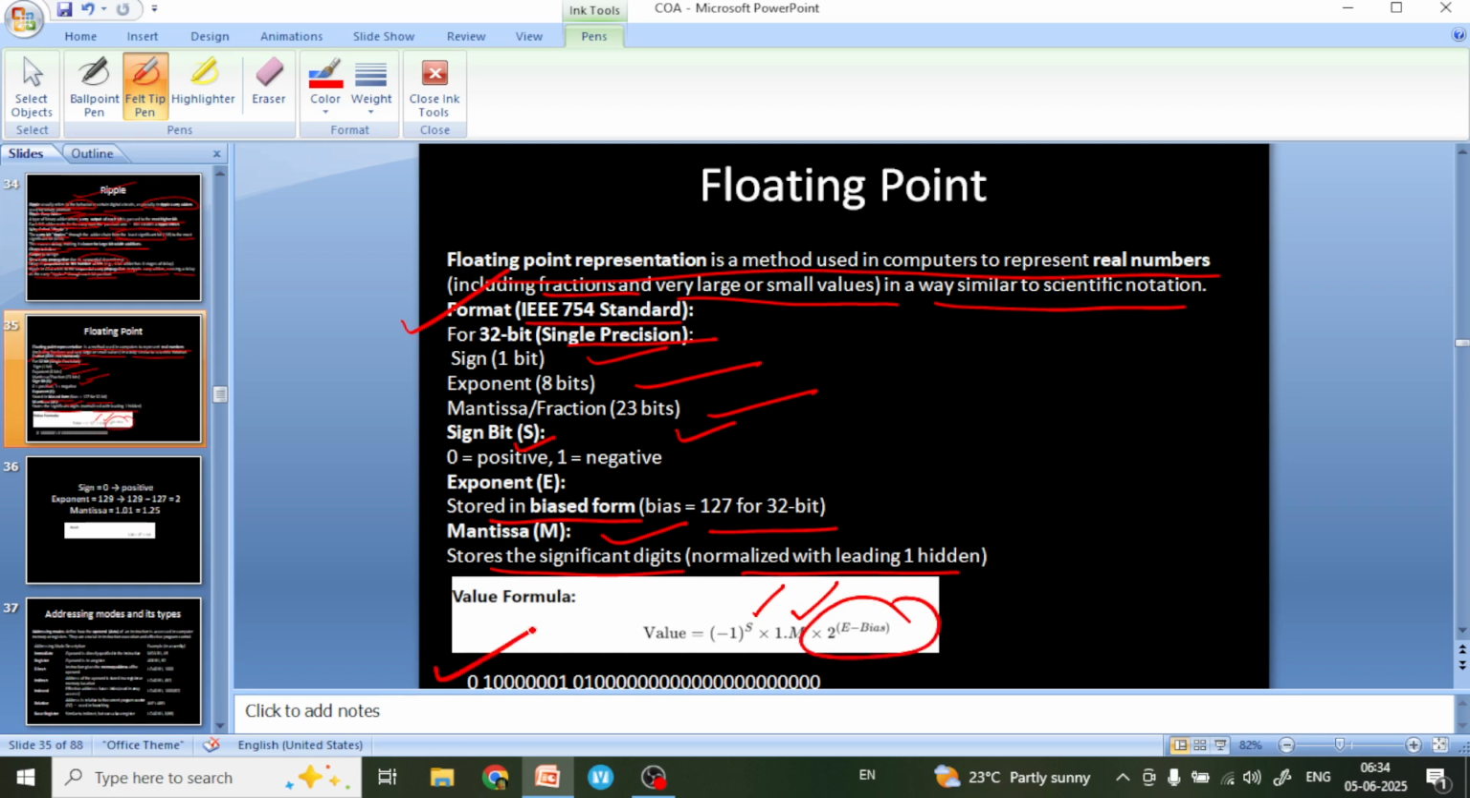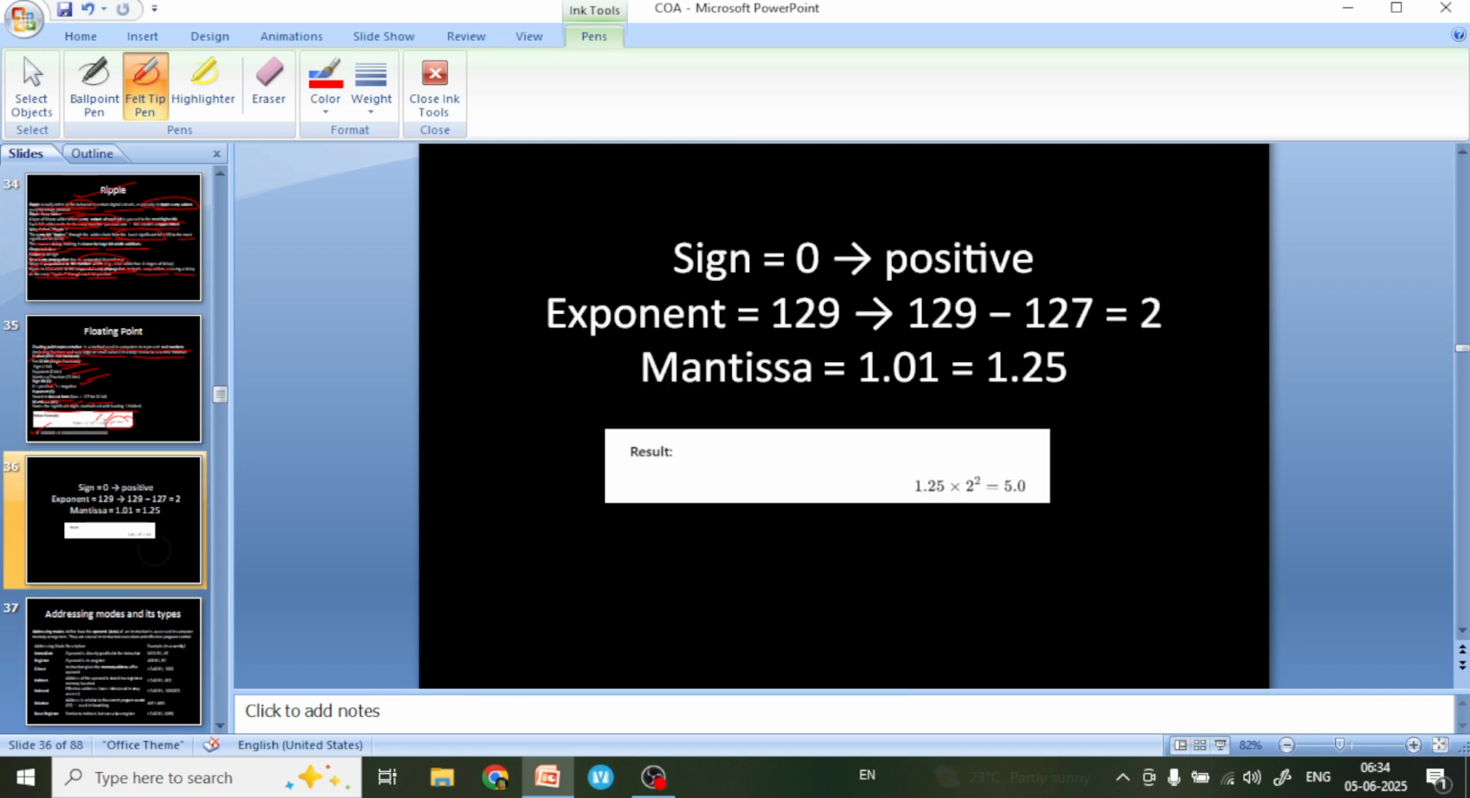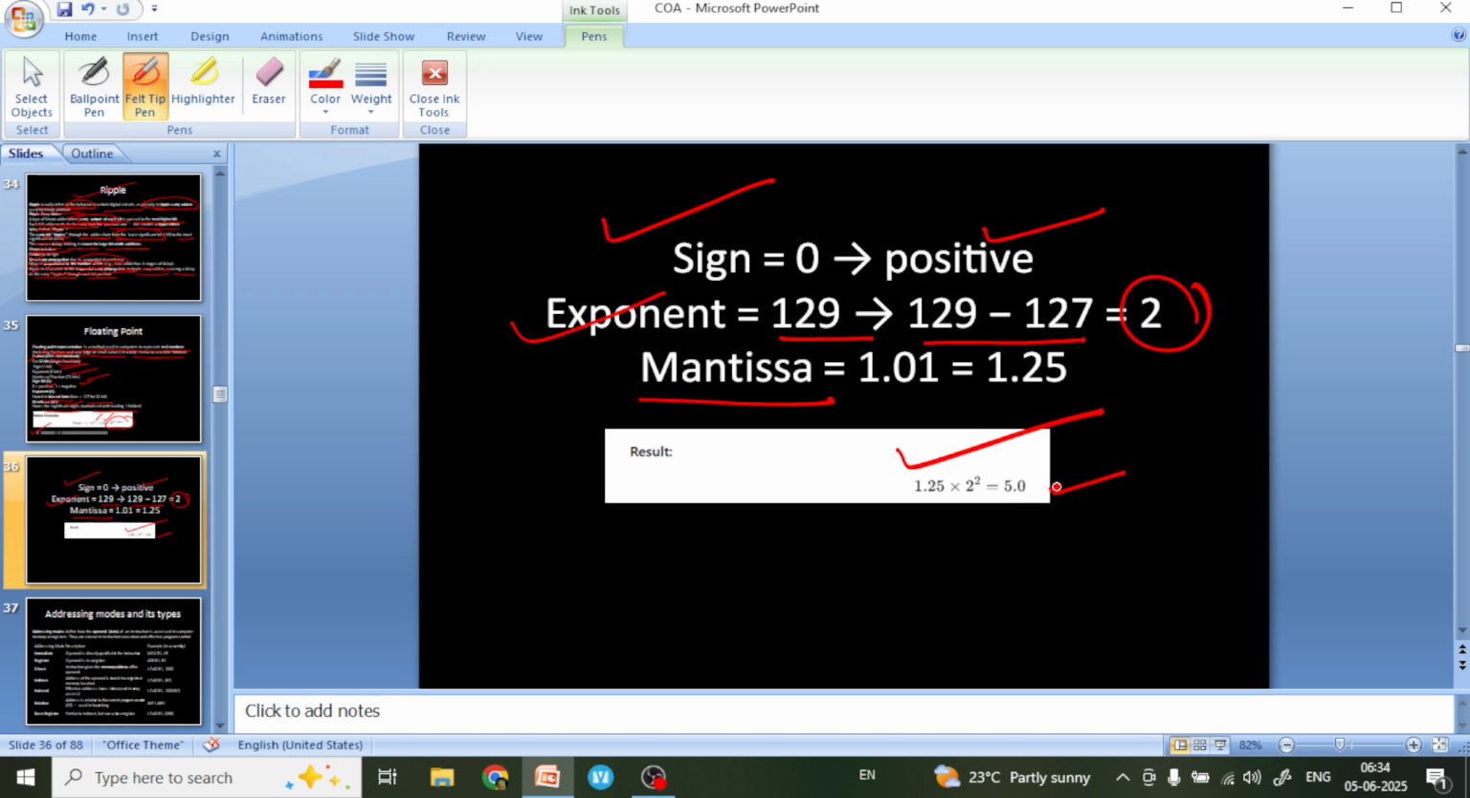The binary form digits are given as an example. Here the sign is 0, which represents positive. The exponent is 129, so 129 minus 127 equals 2, and the mantissa is 1.01, which is 1.25. When we convert binary to decimal, the result will be 1.25 multiplied by 2 raised to power 2, equal to 5.0. Here 1 is for the implied leading bit and 0.25 is the mantissa, and 2 raised to power 2 is the exponent part. When we solve it, 5.0 is the answer.